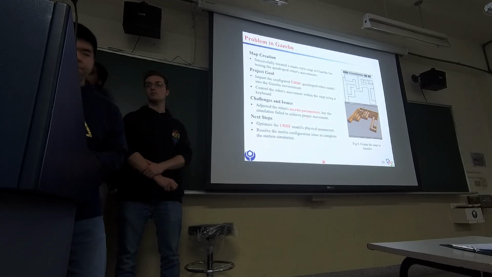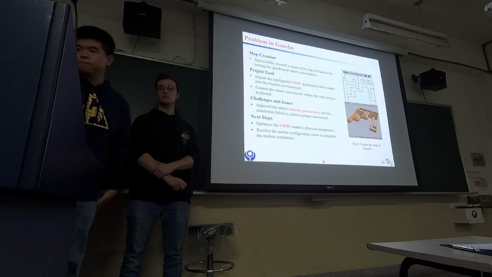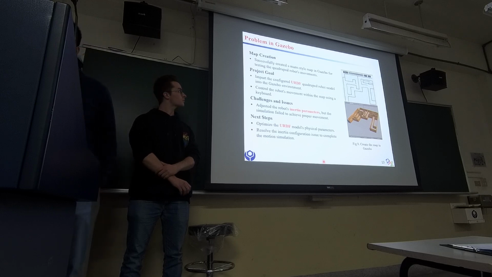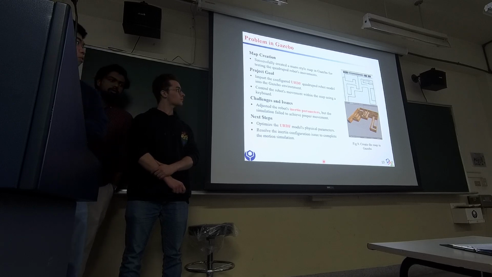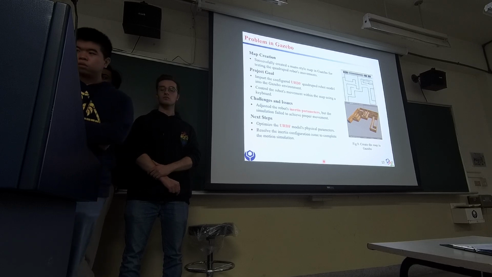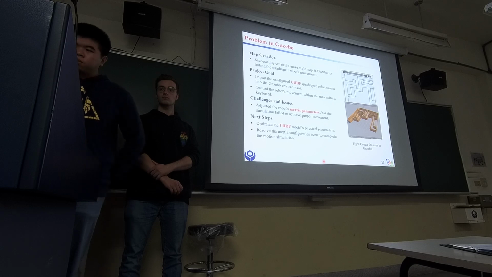Problem in the Gazebo map creation. Firstly, we created a map in Gazebo. This map serves as a complex testing environment for the quadruped robot's movement. It helps us evaluate the robot's capability and verify the articulation of its motion control.